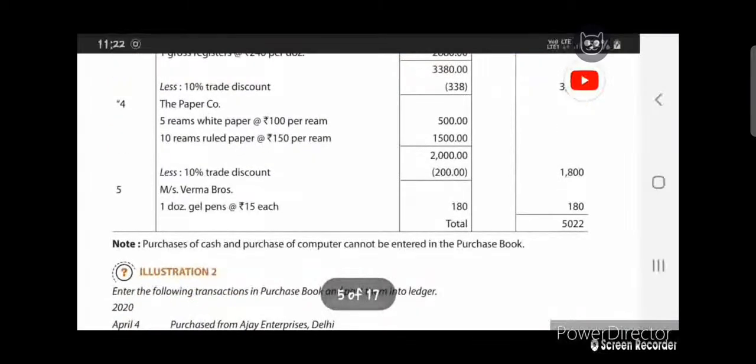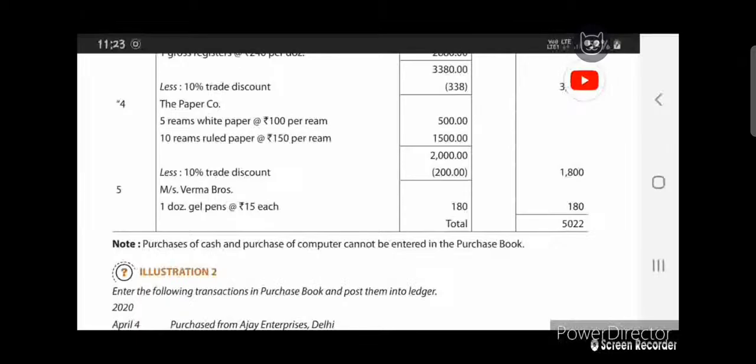Next, the fourth one is the paper corporation. We have bought 5 reams of white paper for rupees 100 per ream, 5 means 500. Okay, 10 reams of ruled paper at 150 per ream, so 1500. So 500 plus 1500 is 2000, and 10% means 200. So 2000 minus 200 is 1800. So 1800 is the amount you have to pay the paper corporation for buying the white paper reams and ruled paper reams.